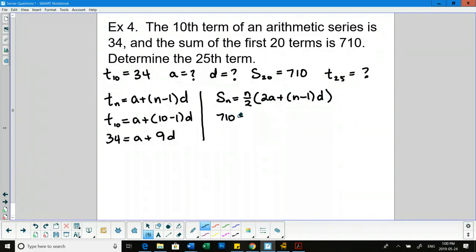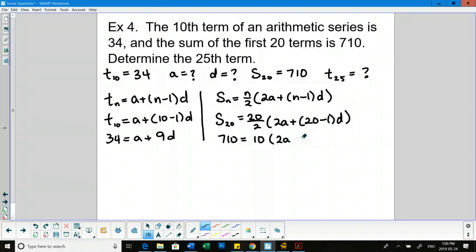And we're going to do the sum of 20 first. So we know the sum of the 20 terms. So I'm plugging in 20 for all of my n's here. And I know the sum of the 20 terms is 710. So I'm going to do 20 divided by 2 is 10 here. And then 2a plus 19d.